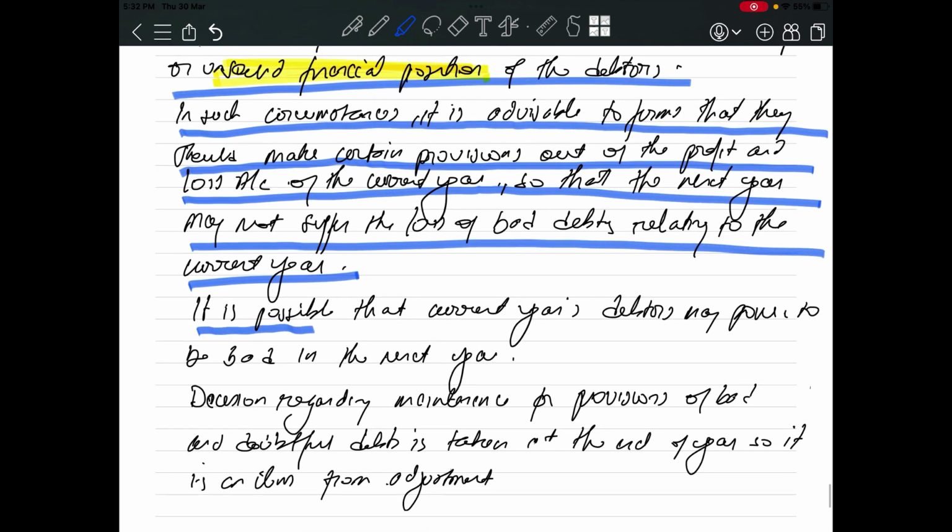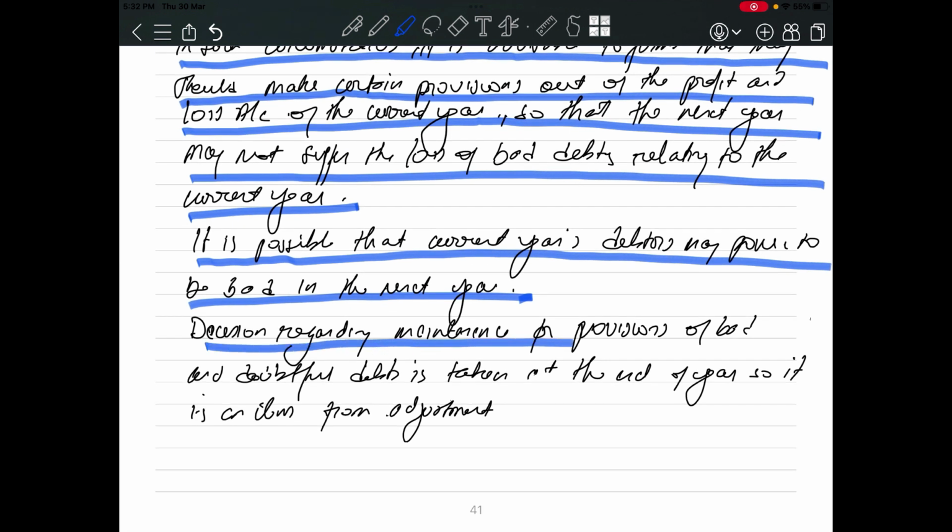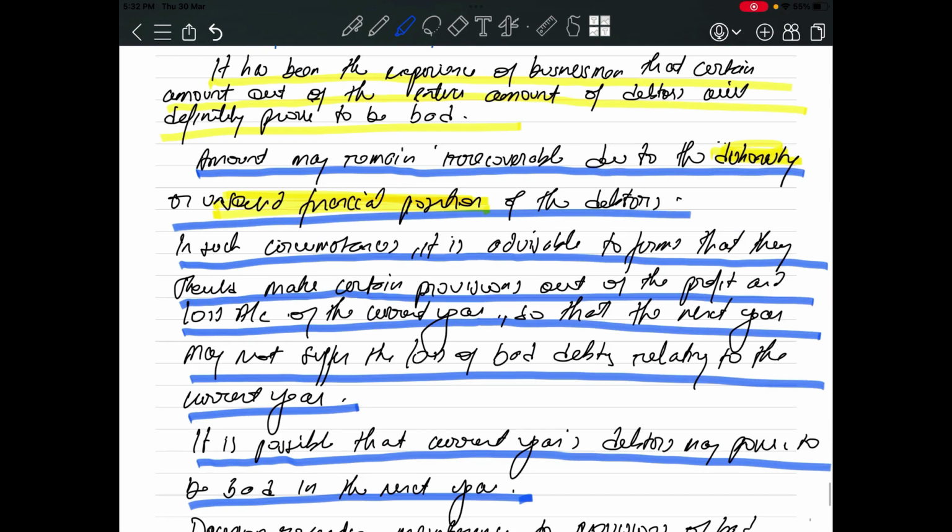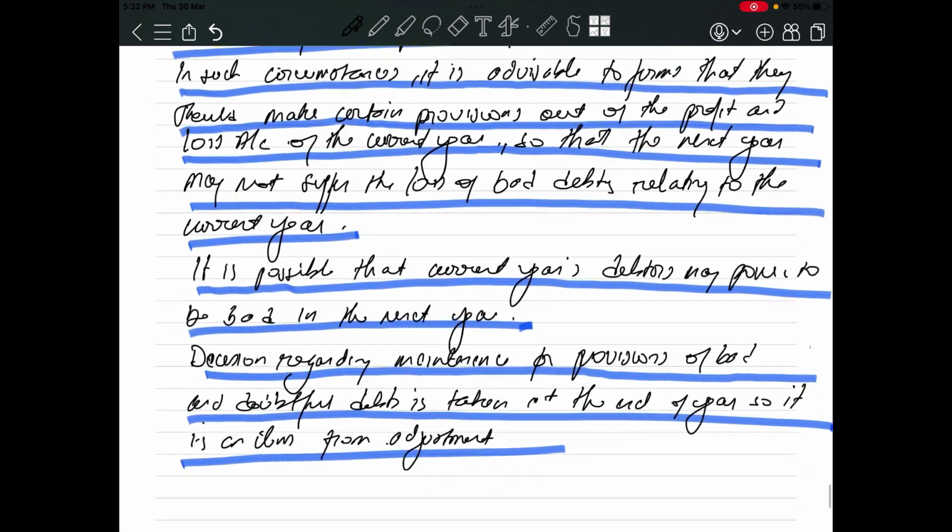Okay, it is possible that current year debtors may prove to be bad in the next year. The decision regarding maintenance of provision for bad and doubtful debts is taken at the end of the year, so it is an item of adjustment. Now, let's try to understand this with an example.